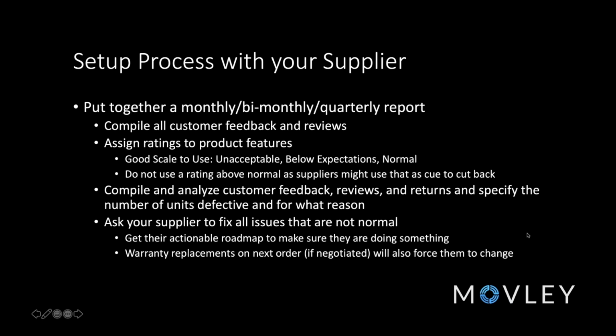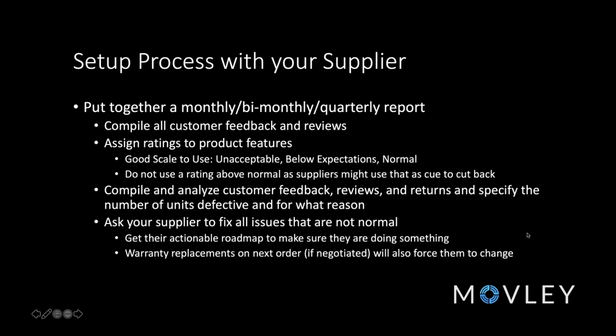So if you're doing orders every 2 months, a quarterly report may not really work out well. Essentially, that report should consist of, first of all, compiling all customer feedback and reviews for your product. Whether that's seller feedback that talks about your product, or product reviews, or customer feedback that came in through the customer support email, compile all of that and assign it to a product feature or a product defect, and then assign ratings to those product features as well.